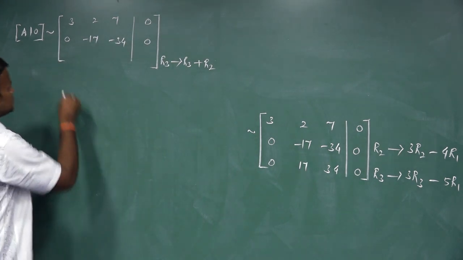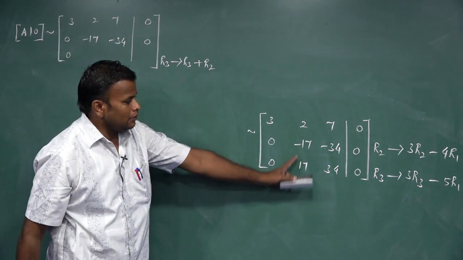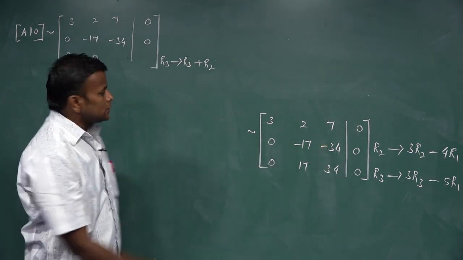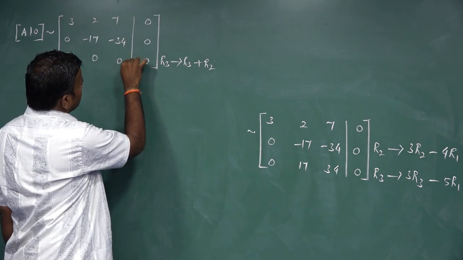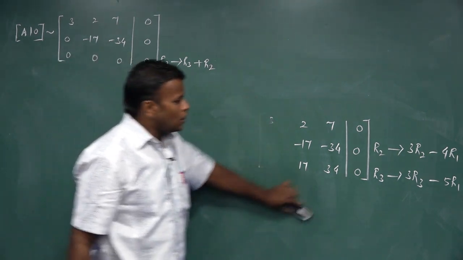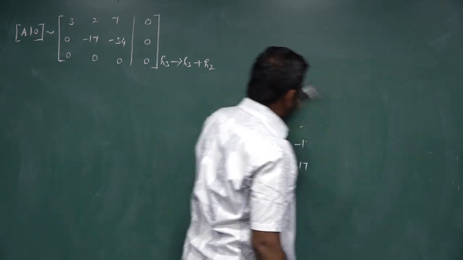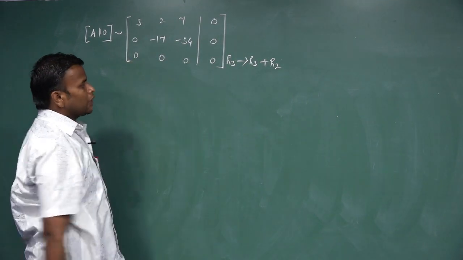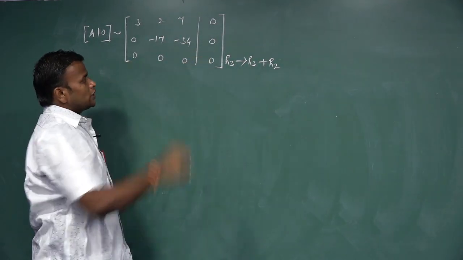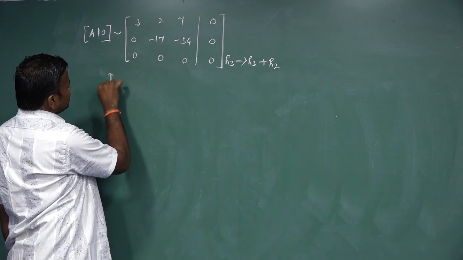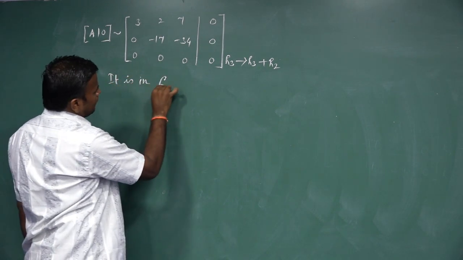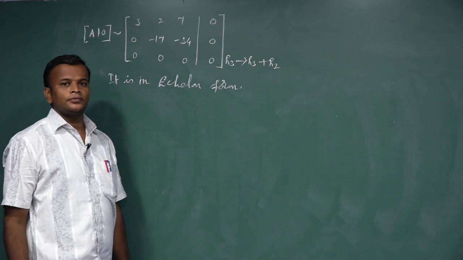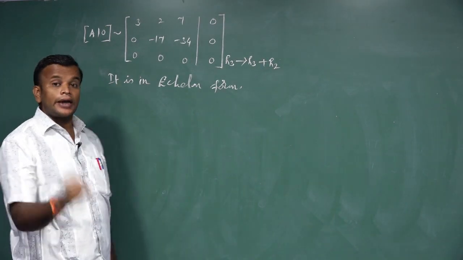0 plus 0 is 0. 17 minus 17 is 0. Plus 34 minus 34 is 0. 0 plus 0 is also 0. Now you see it is exactly in echelon form. This one is non-zero, and the triangle shape of elements below becomes 0. So this one is in echelon form. Okay, and now we check the rank.